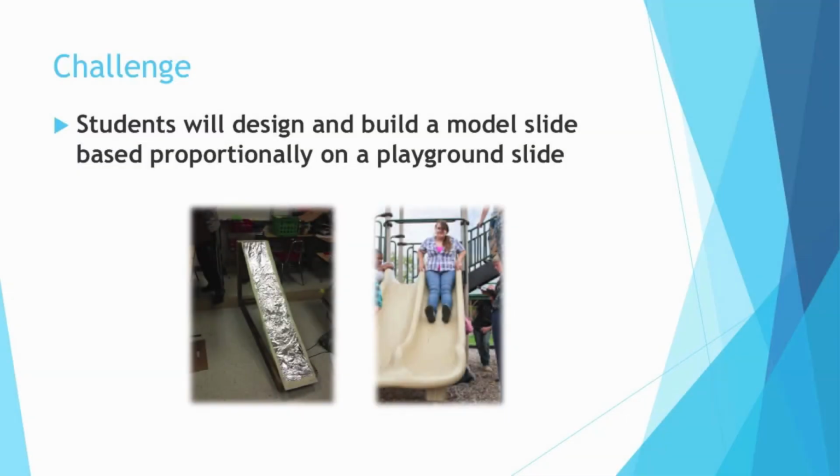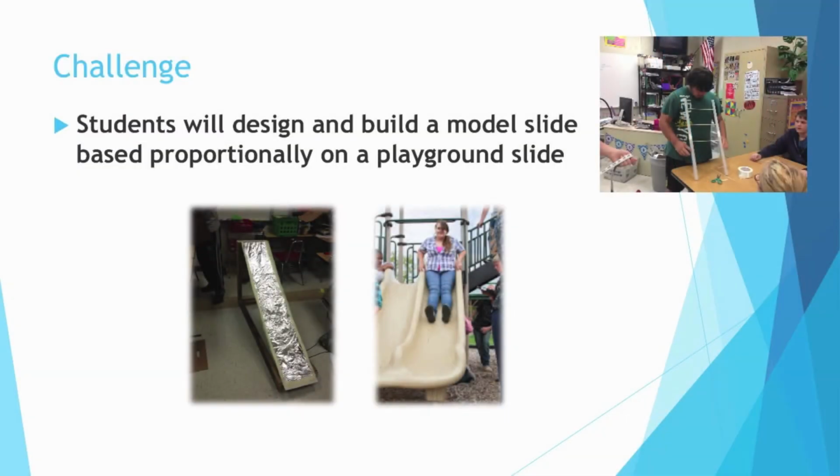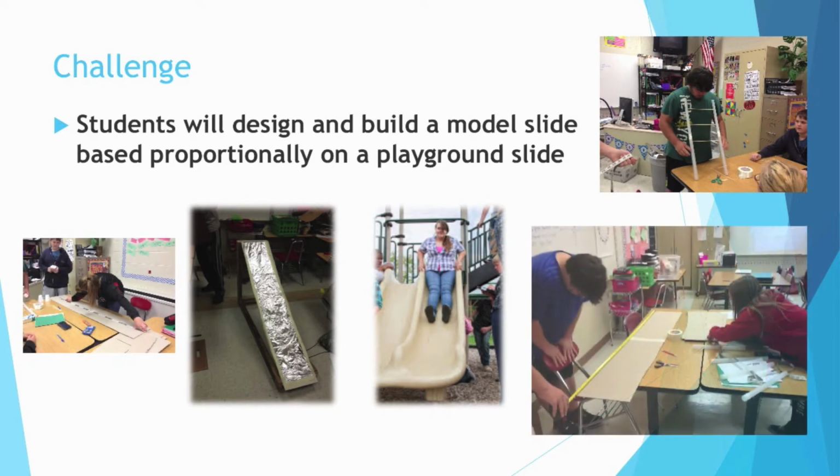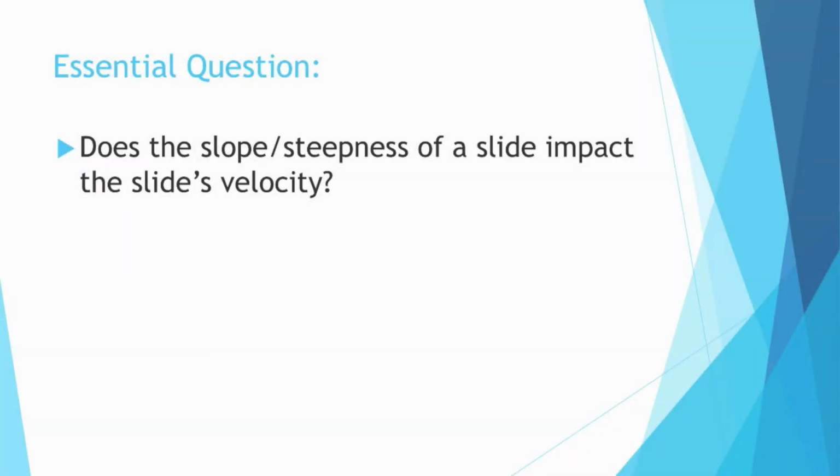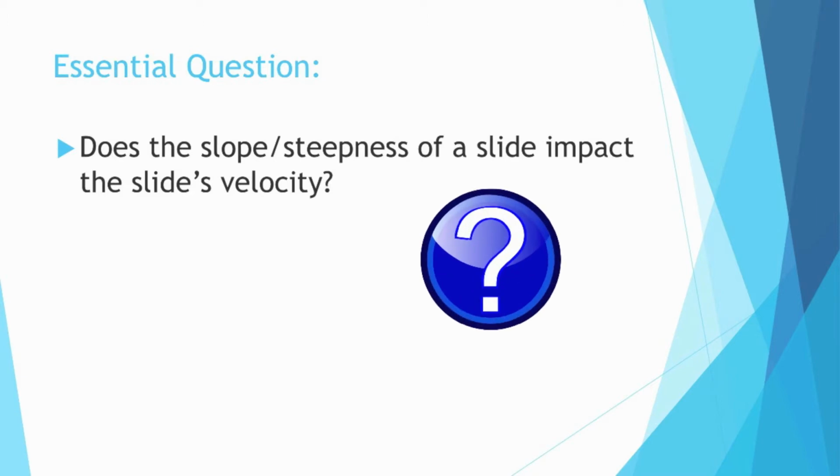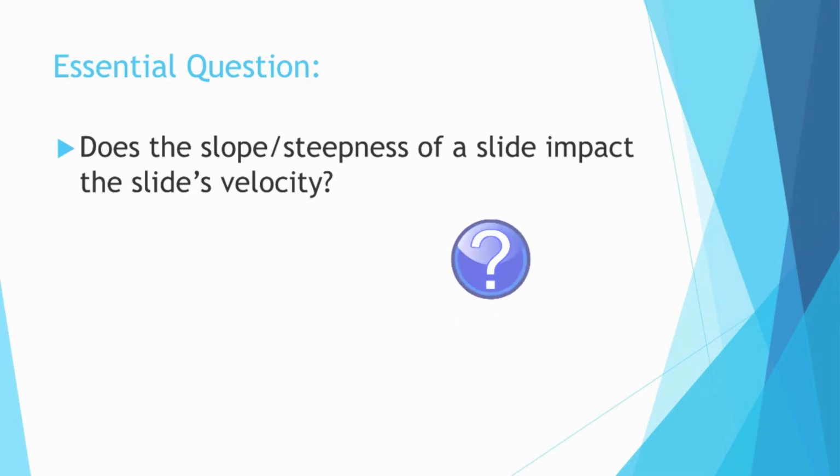The challenge. Students will design and build a model slide based proportionally on playground slides with a slope ratio not to exceed the safety guidelines of 0.577. The essential question: does the slope and steepness of a slide impact the slide's velocity?